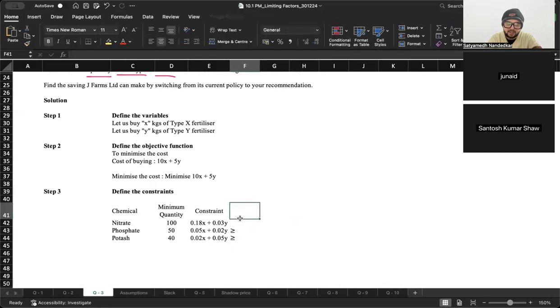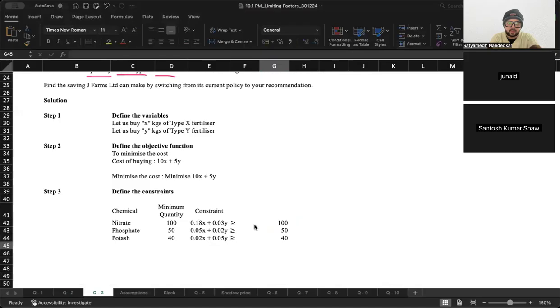यहाँ पे आपके सारे constraints जो हैं, these constraints are greater than constraints, ठीक है, these are all greater than constraints. This has to be greater than 100, this has to be greater than 50, this has to be greater than 40, ठीक है. And now you have to solve using simultaneous equations.